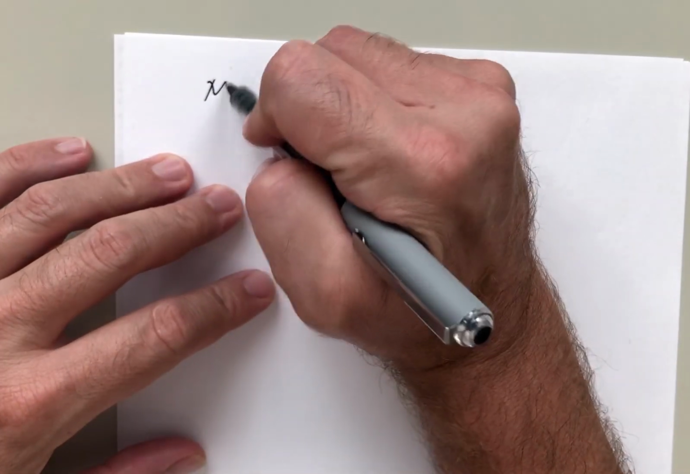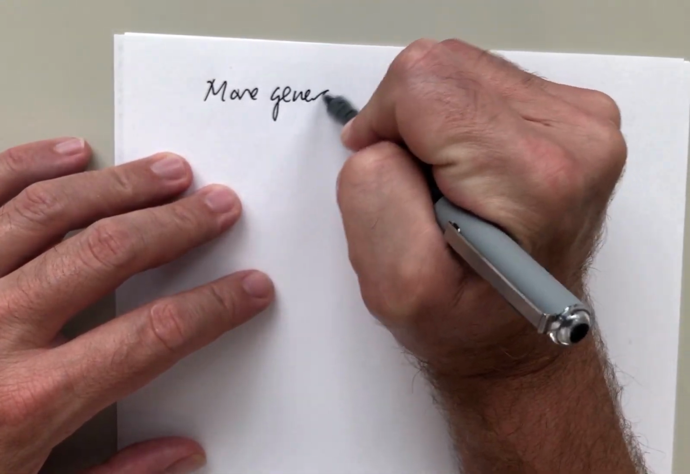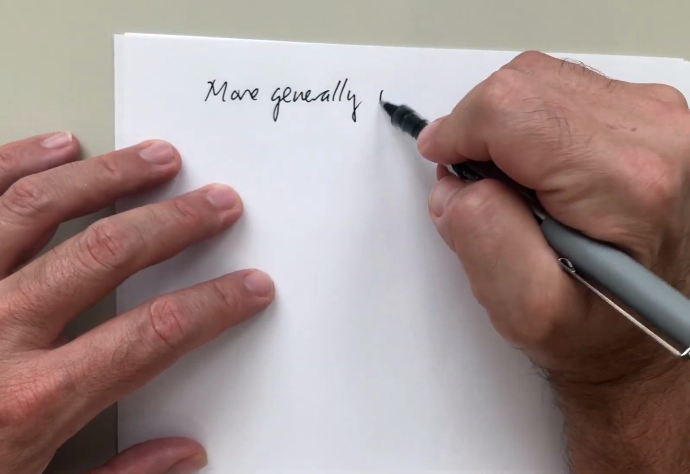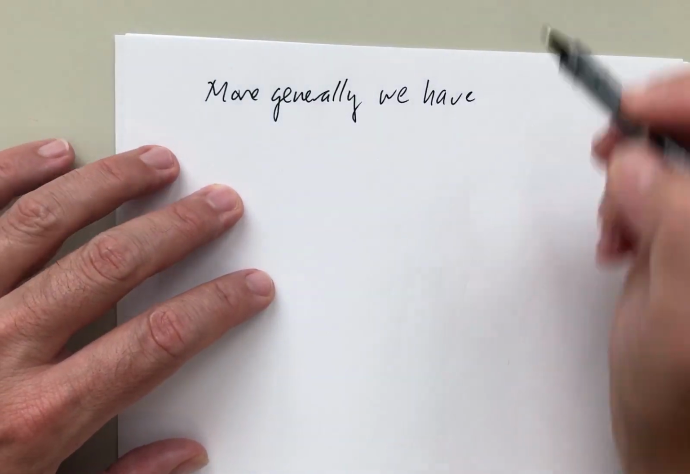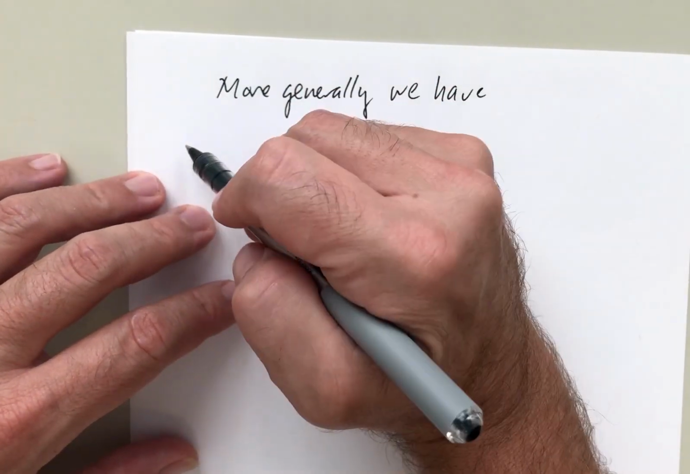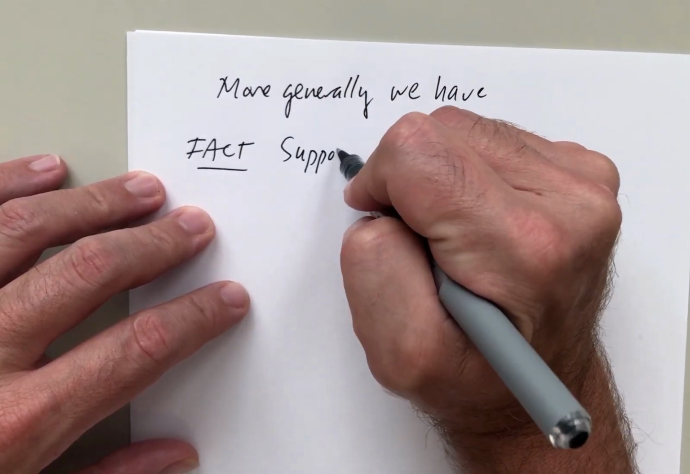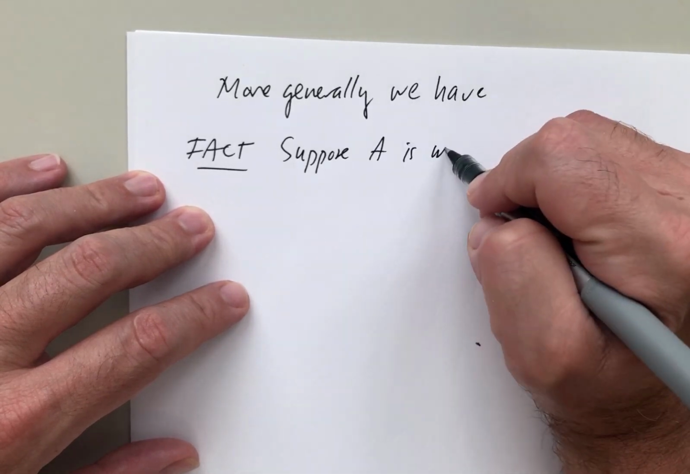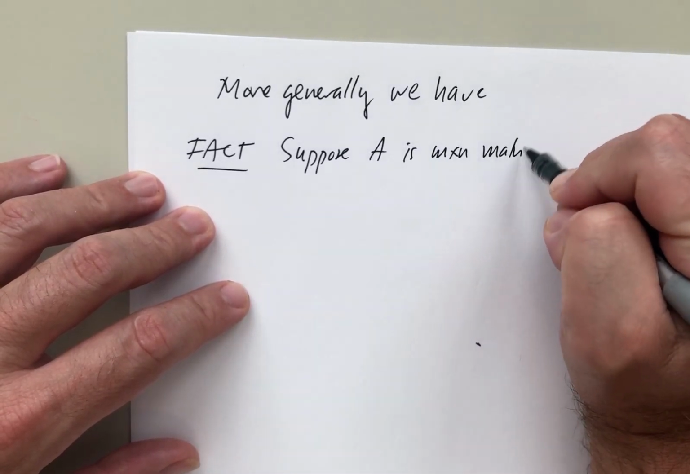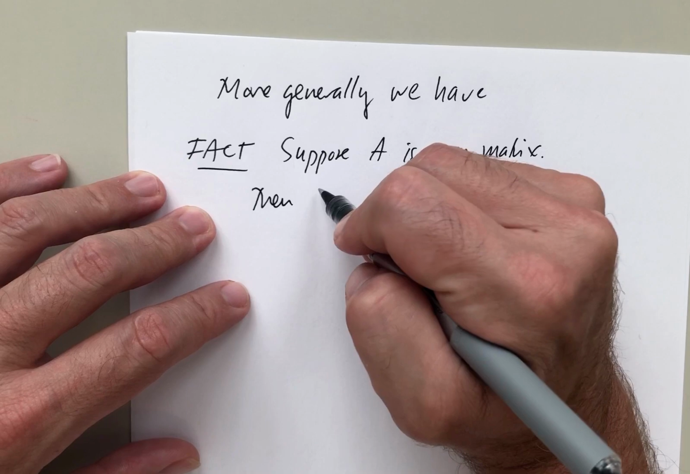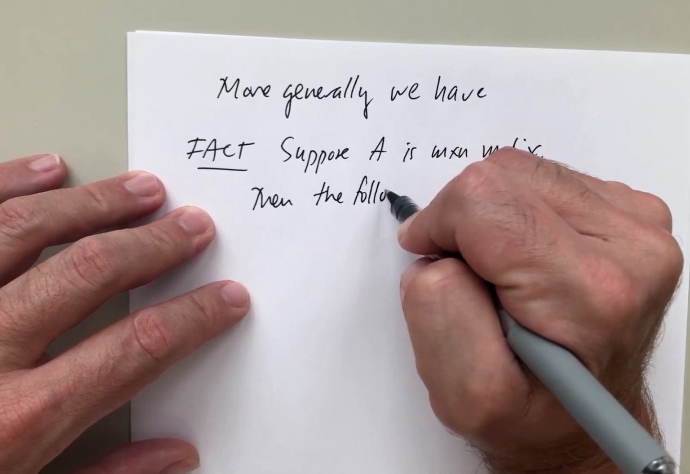Let me end with the fact that we've been discussing an example of, but the more general statement will be the following. So more generally, we have the following statement, which will be useful as we're moving forward. I'll call this a fact. Suppose A is an m by n matrix, then the following are equivalent.